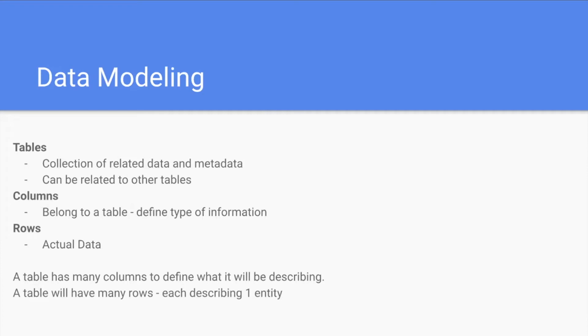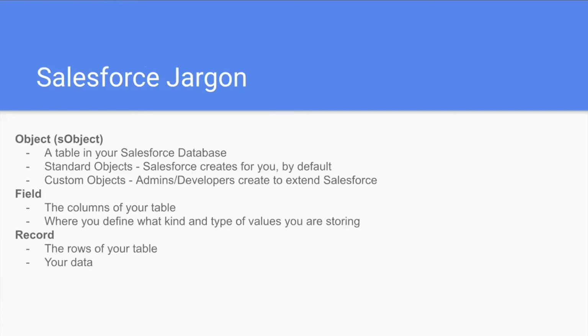Now that we have a better understanding of these three fundamental concepts, we can construct two sentences to really help solidify and say this in plain English. The first is that a table has many columns to define what it will be describing, and a table has many rows, each describing one single entity. At this point, we have a solid understanding of what databases are and the common components that make them up.